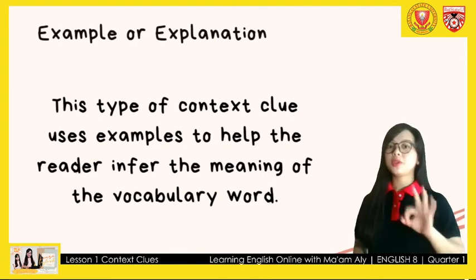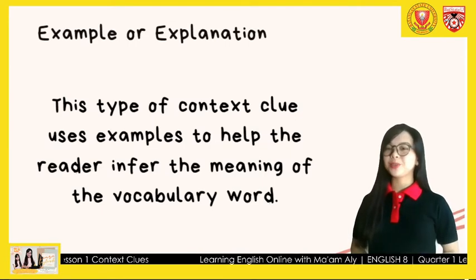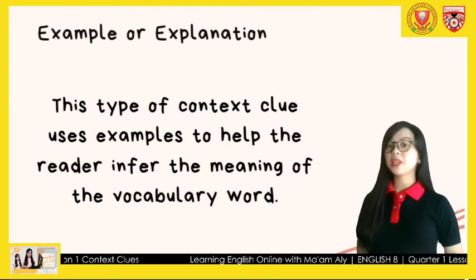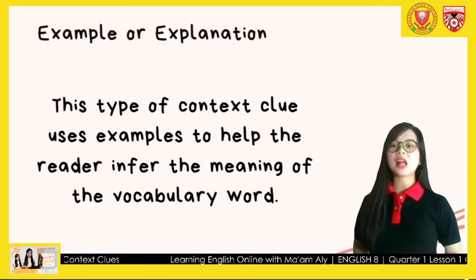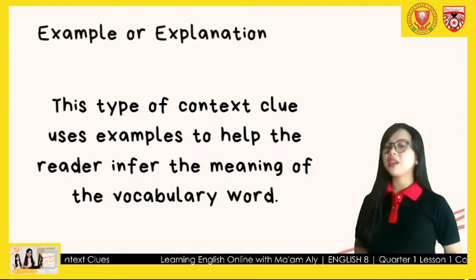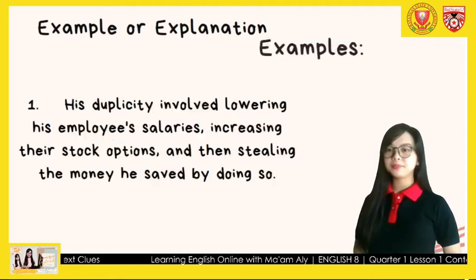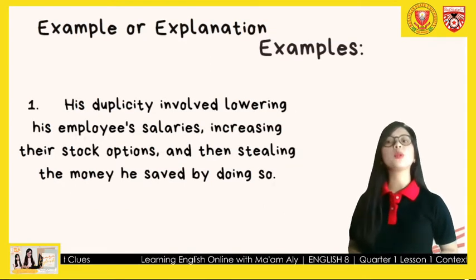Let's proceed to the third type of context clues. We have example or explanation. This type of context clue uses example to help the reader infer the meaning of the vocabulary word. Let's have examples. Example 1.